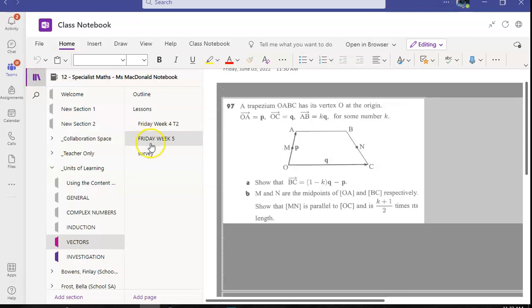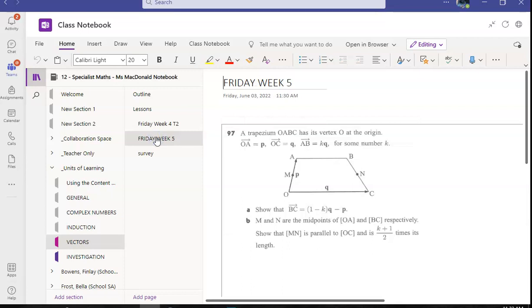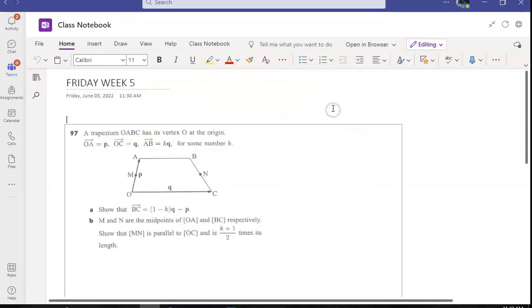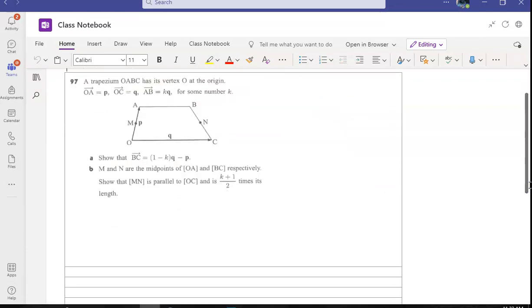If you look at Teams, the class notebook, I think it's the vectors one, got Friday on my mind. If you go to lessons, we've got revision guide questions and you've got solutions. You're probably going to do these after you've done a fair bit of the review questions. One of the things that we talked about was that we didn't really do a lot from chapter 5 with the vector geometry, because I think we sort of did some of it with complex numbers, but it's nice to go back over. So let's have a look.